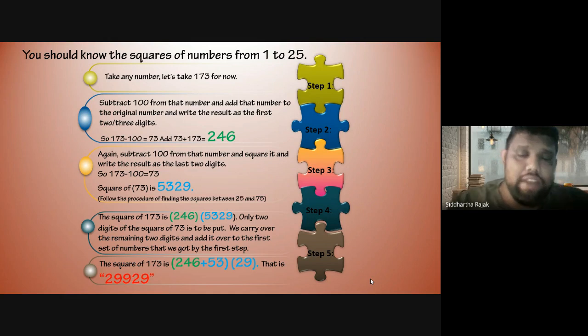So that kind of understanding should be fed into the students whenever we do this, because students won't understand the logic behind it. So in this way, we can find the squares of different kinds of numbers by using the mental mathematics approach.